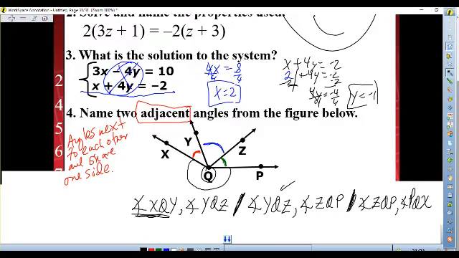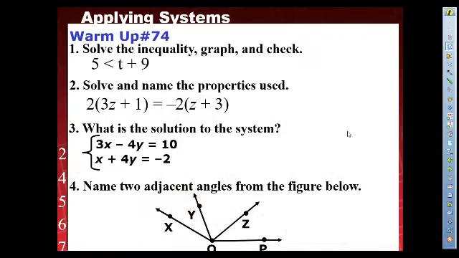I'm just saying, if Q wasn't in the center, then you cannot make an angle, because you need this one to make all the angles. Okay? All right, get a blank sheet of paper out, please.